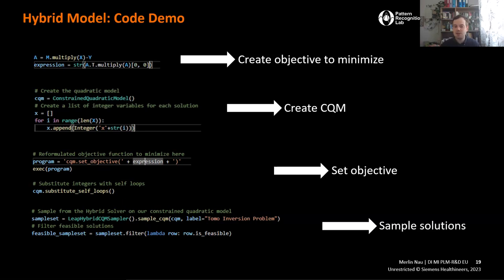What is interesting in comparison to classical computing is that with the sampler, we are returned a sample set of multiple solutions. So one nice attribute is that we can also create some kind of uncertainty map of the problem. So we know where the solver is very certain for specific pixels and where it is not.